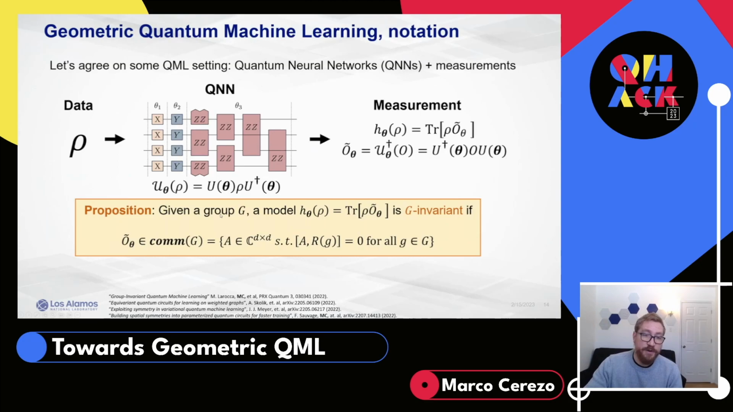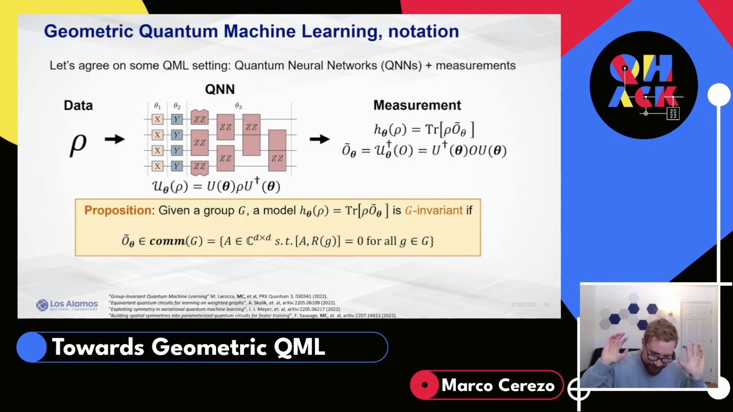So the first thing that we're going to do is consider that we have some symmetry group G and a model that looks like this. And the claim is that you can make the model invariant under the action of the group if and only if your measurement operator commutes with the action of the group. That means that it belongs to the commutant.